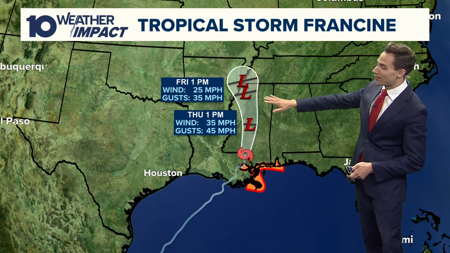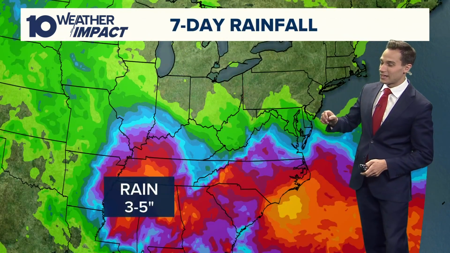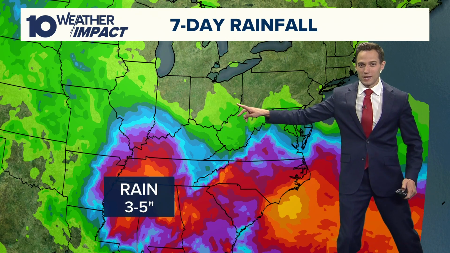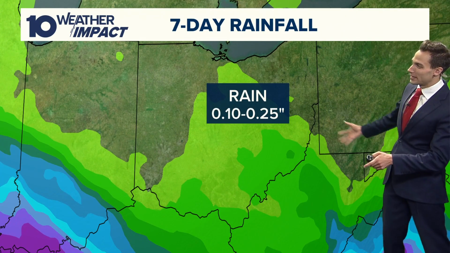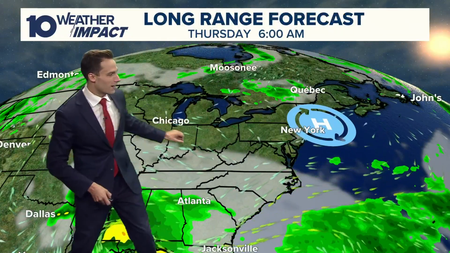It is still on the same track, and we're still expecting it to stall as high pressure will be off to our northeast. Rainfall down here about 3 to 5 inches. You see a little bit of rainfall in through the Buckeye State. That is not from Francine. That would come next week as we might get some moisture coming in off the Appalachian Mountains, which we'll talk about right now. All right, here's the setup.